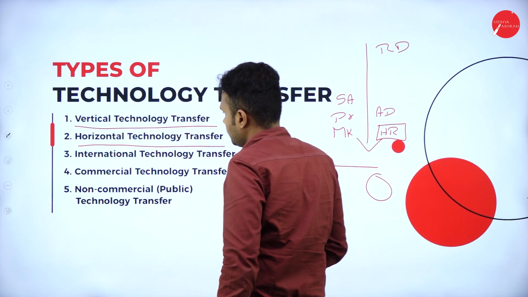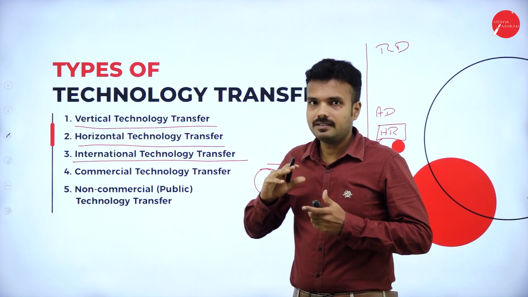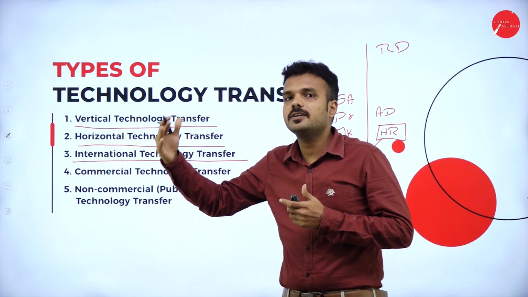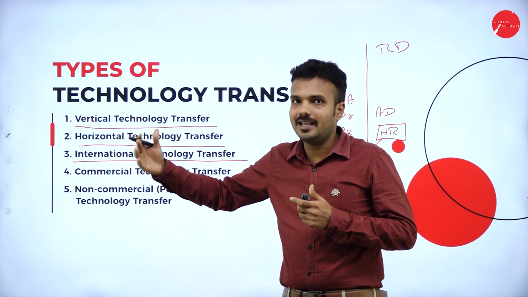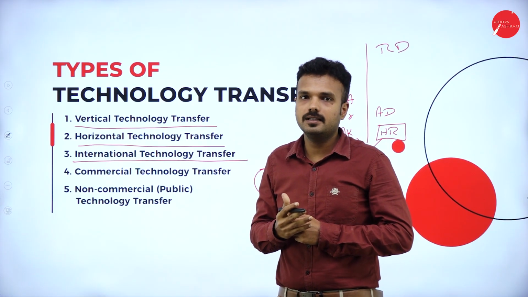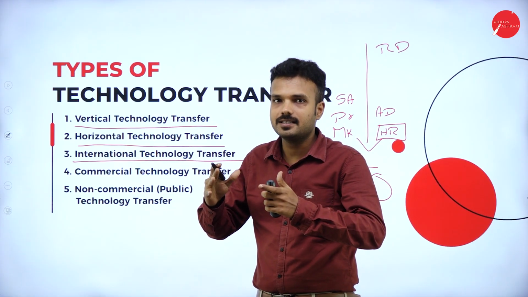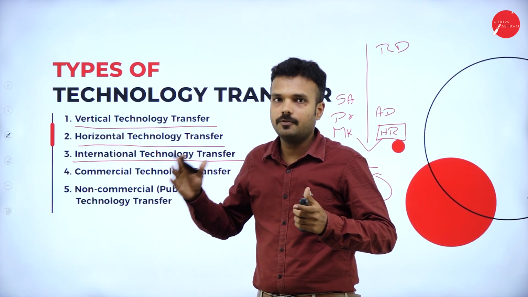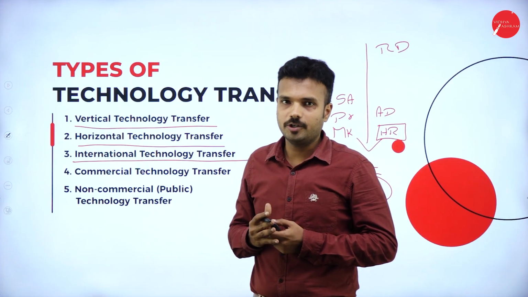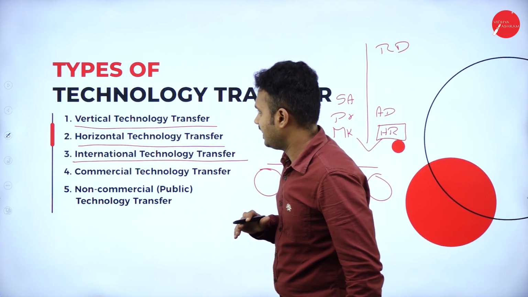Done. Next one is international technology transfer. If the technology gets transferred globally, internationally, we call it international technology transfer. Say for example, there are a number of franchises that people utilize globally, for example McDonald's, KFC. So it is a global technology transfer.